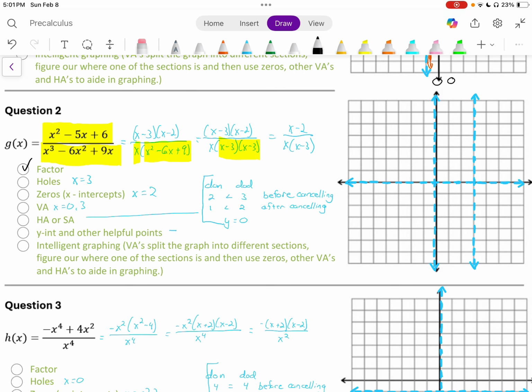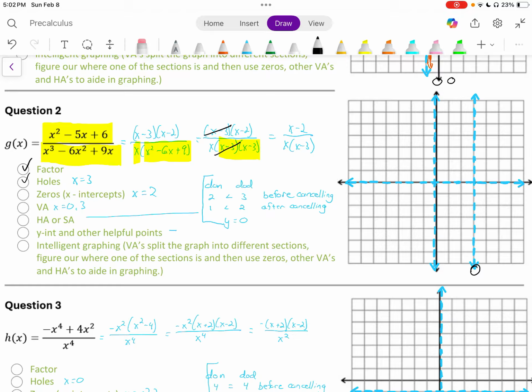Well, holes, we look for things that cancel. So x minus 3 cancels with x minus 3, which means there's going to be a hole at 3. So at 3, we'll go ahead and put a circle down here. We'll see a vertical asymptote here. So that's going to change things up here a little bit, which we'll talk about.